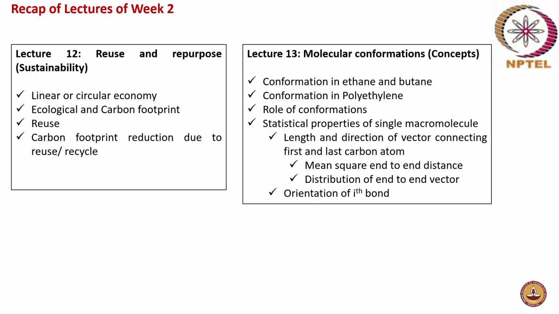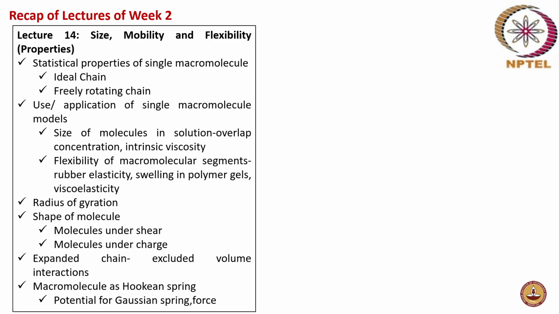Okay. And then molecular conformation. The lecture started with how is the conformation in case of small molecules like ethane and butane, and how conformations at multiple length scales in case of a polymer become, right? And what is the role of conformation and statistical properties like your mean square end-to-end distance, distribution of end-to-end vector, orientation, how a particular segment is oriented, how can you get a correlation factor, right? Persistent length. So these were all discussed.